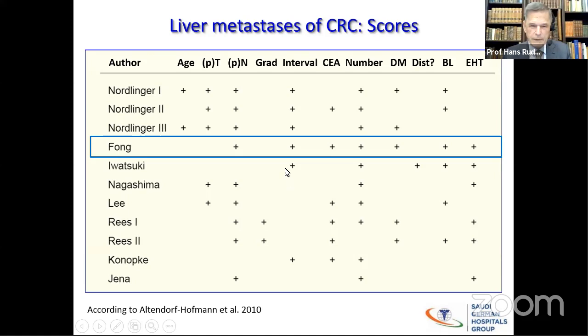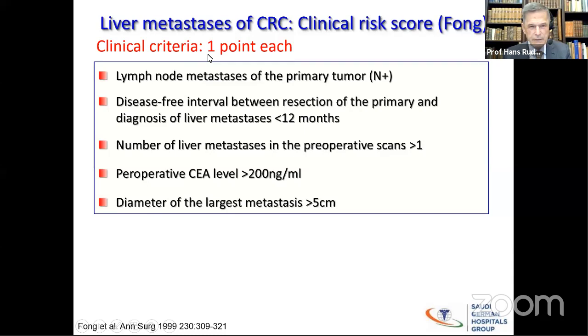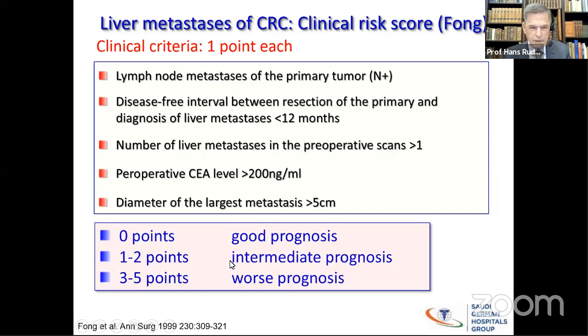The most popular, I think, became the Fong score. And you can see the Fong score uses clinical criteria, and you can get 1 point for each criterion. Lymph node metastasis, interval between the resection of the primary and the liver metastasis, number of the liver metastasis, preoperatively, of course, the preoperative CEA level, and the diameter of the largest metastasis. For each, you can get 1 point, and 0 points are good prognosis, 1 to 2 an intermediate, and 3 to 5 a worse prognosis.